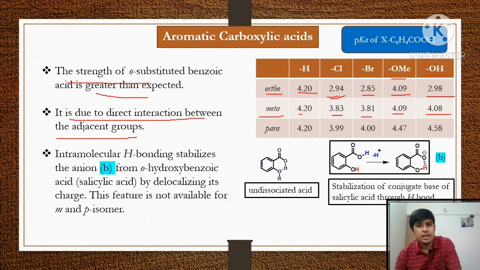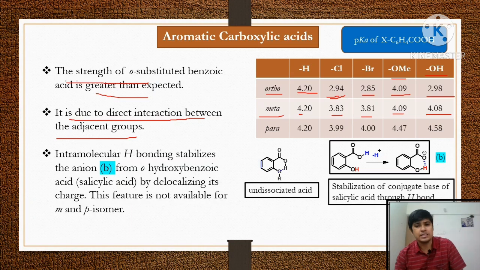conjugate base. But paramethoxy is not that much stronger as compared to benzoic acid, because in the case of paramethoxy, that is para-anisic acid, the methoxy is releasing electron, donating electron, pushing electron, and thus it destabilizes the conjugate base of para-anisic acid.